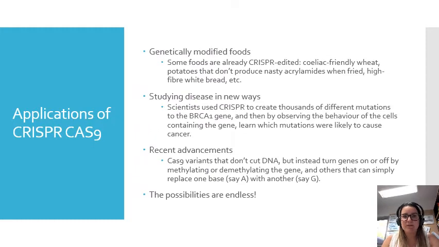So let's look at how this might be useful for scientists today. If we're looking firstly at genetically modified foods, some foods are already CRISPR edited. So things like celiac friendly wheat, so they've been programmed not to make the protein in wheat that causes that immune response in celiac patients. Potatoes that don't produce acrylamides when they're fried, high fiber white bread, all of those things are created from genetically modified foods that have been specifically edited using the CRISPR technology.